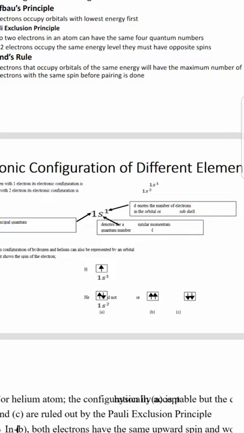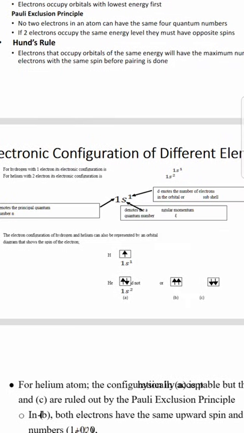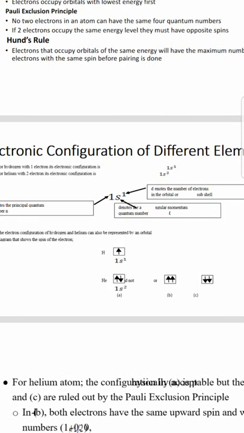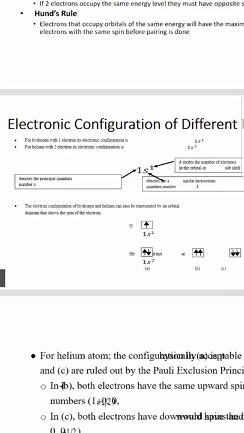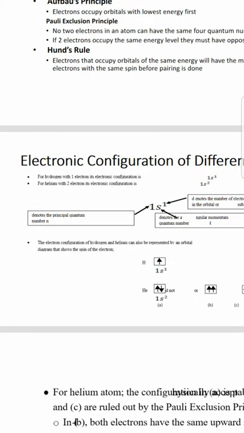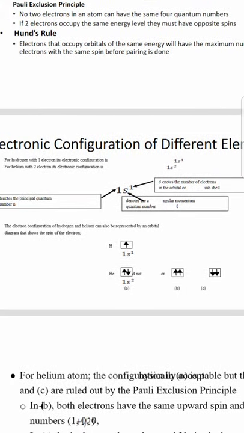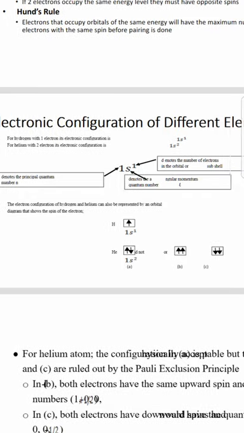Lazima. Usisahau hiyo. If you have two electrons in the one orbital, lazima moja aende anti-clockwise mwingine clockwise. Always wote wakaenda in the same direction. They are not. They have opposite spin. And Hund's rule, now you can see, electrons that occupy orbitals of the same energy will have maximum number of electrons with the same spin.